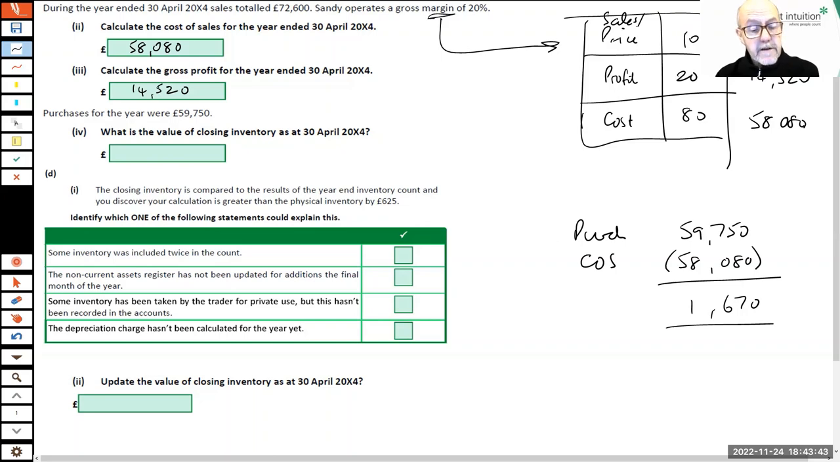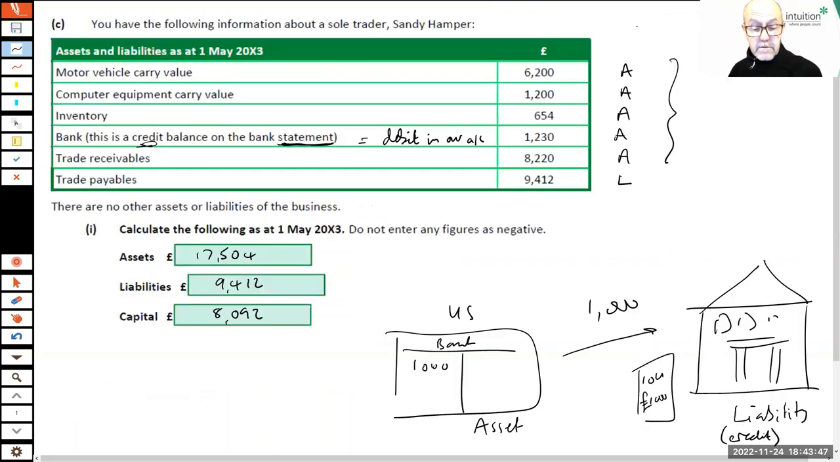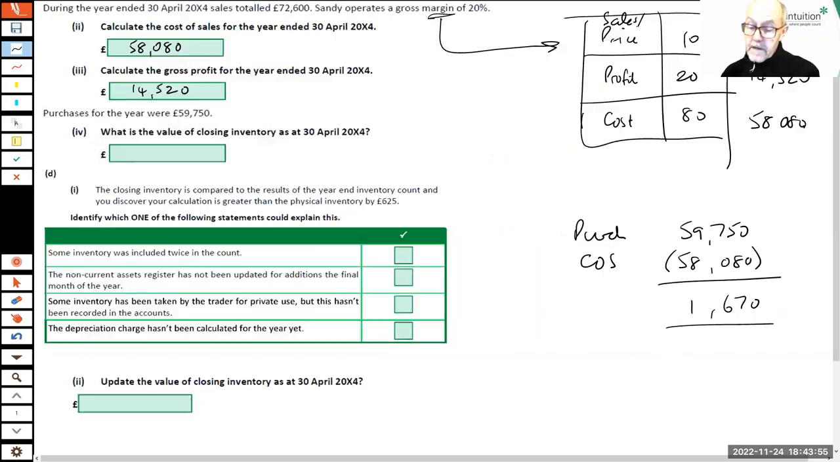So I can't see that we're given an opening inventory unless I've not. Oh, this is sad. Yes, we had 654 at the start. Plus 654 that we started with. So we must have left at the end 2,324. Actually, that's going to be rather neater if I put that there. Opening inventory. There we go.